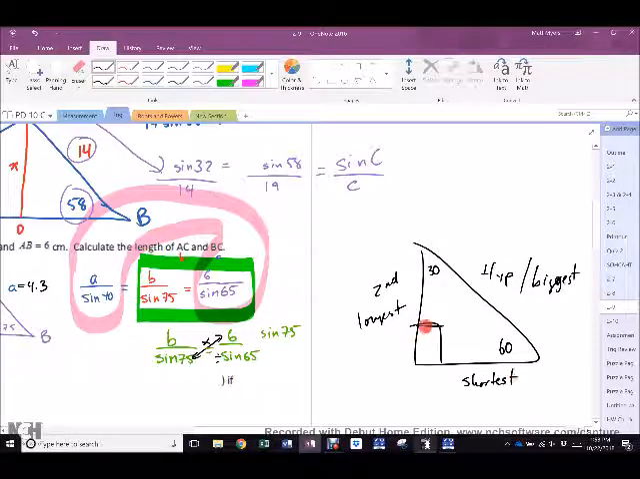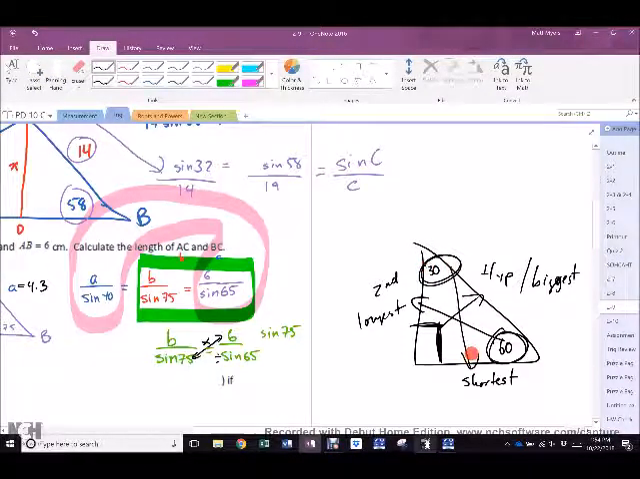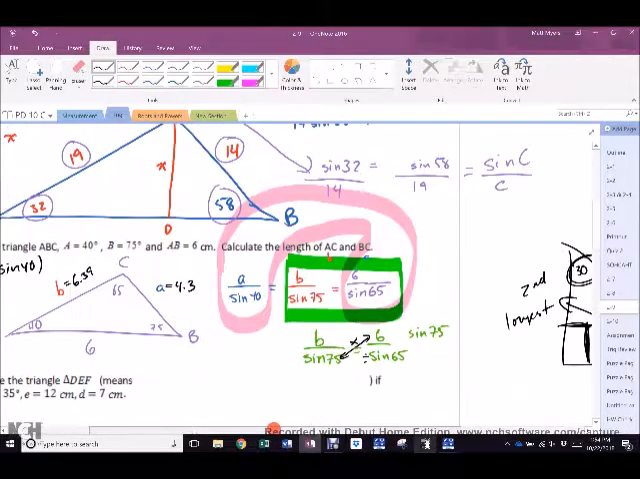Always. Is 90 the biggest angle? Oh wait, I thought you were saying like overall. Is 90 the biggest angle? What's across from it? The biggest side. Is 60 the middle angle? What's across from it? The middle side. 30 is the smallest angle. What's across from it? Shortest side.